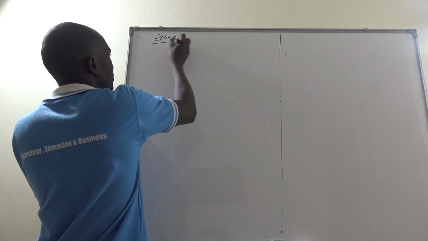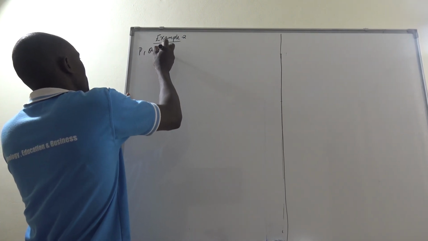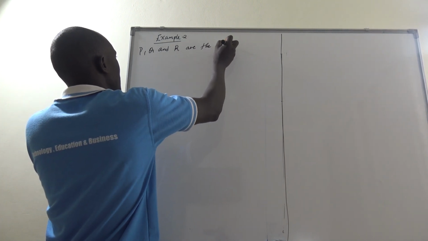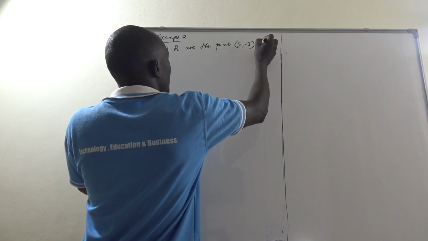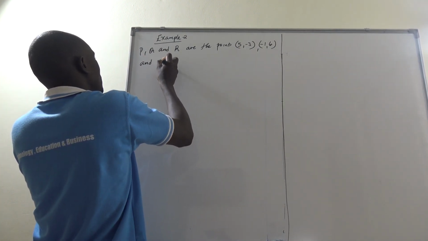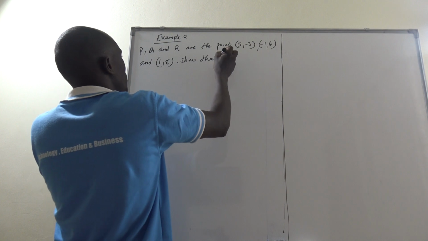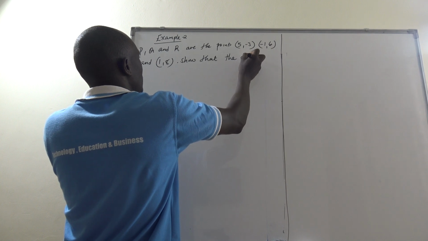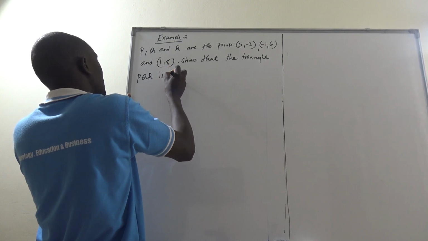Example 2. Say P, Q, and R are the points 5, -3, -1, 6, and 1, 8. Show that the triangle PQR is isosceles.